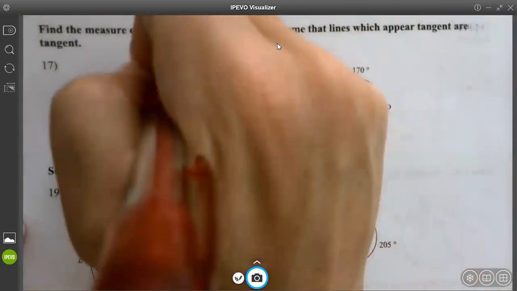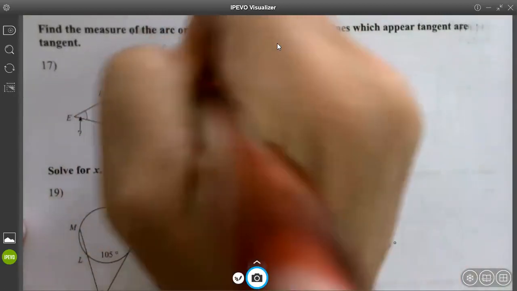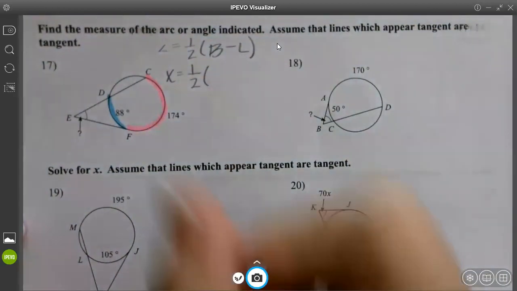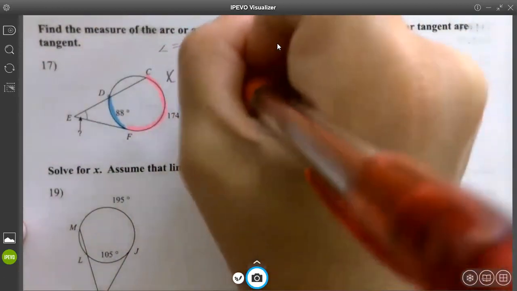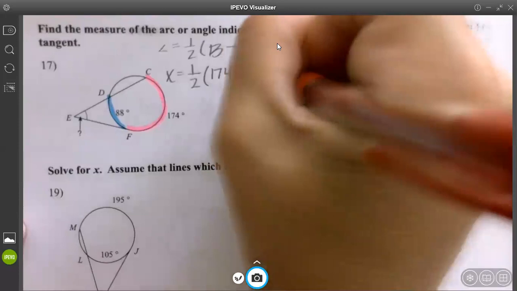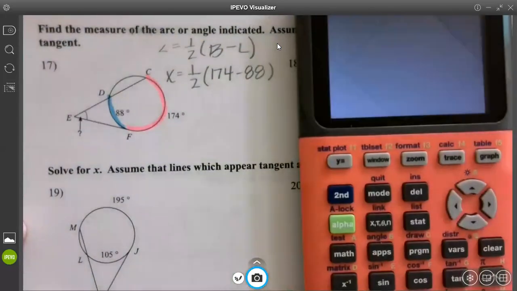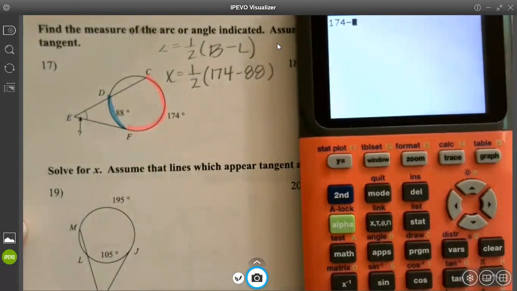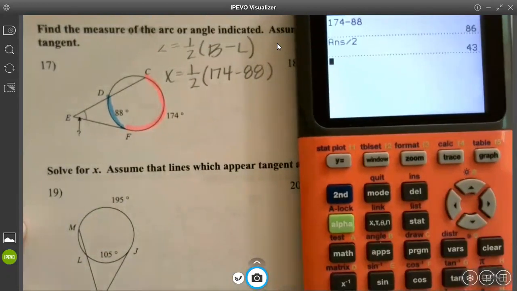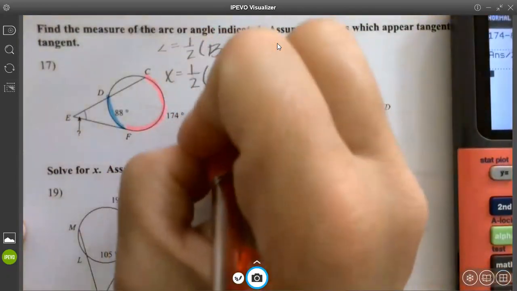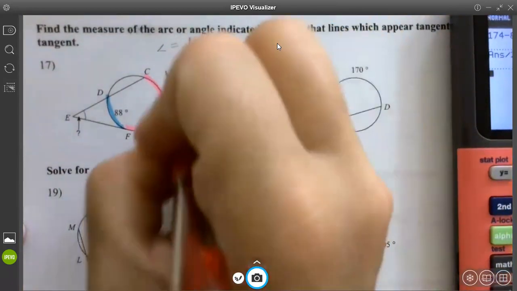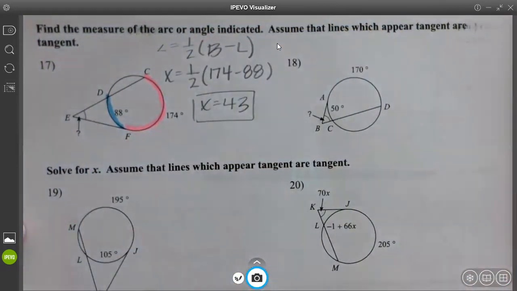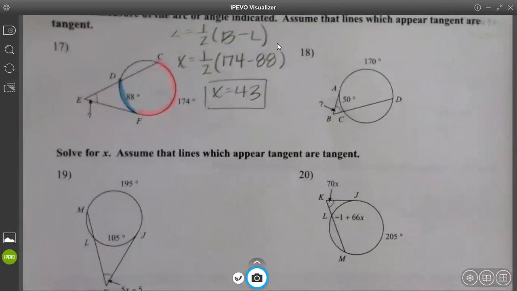So your angle is x equals 1/2. Your big arc is 174 minus 88. And then divide by 2, and we get x equals 43. That's it. 18 is exactly the same.